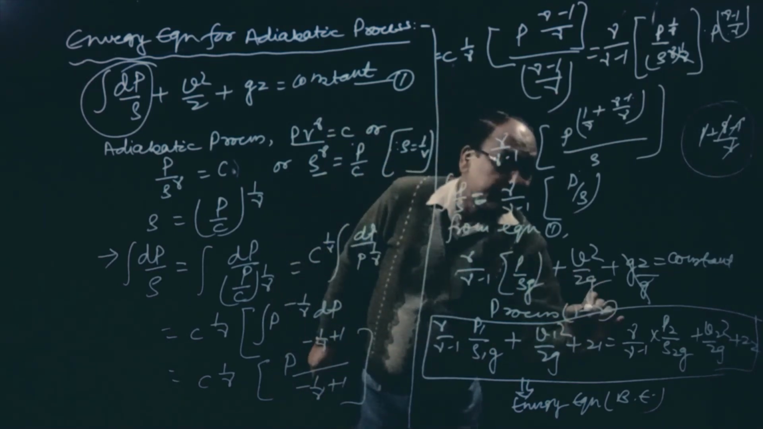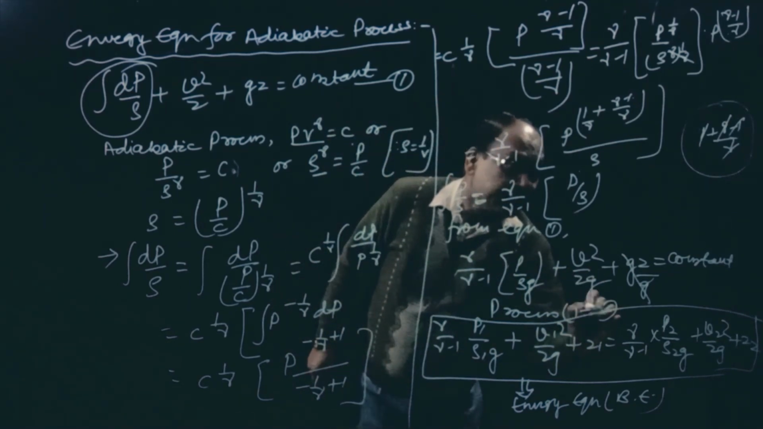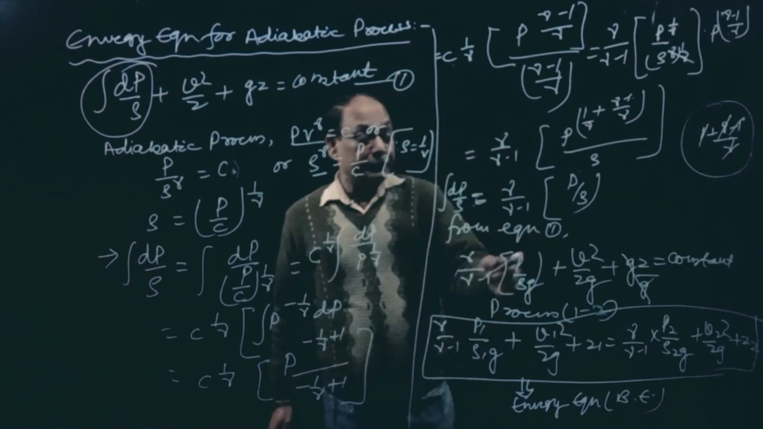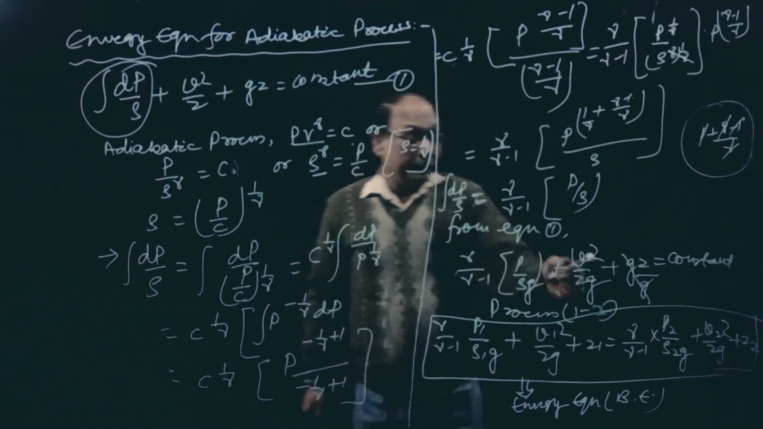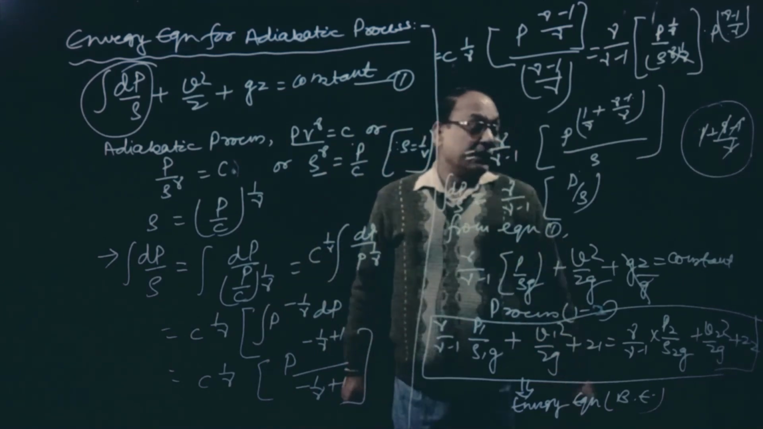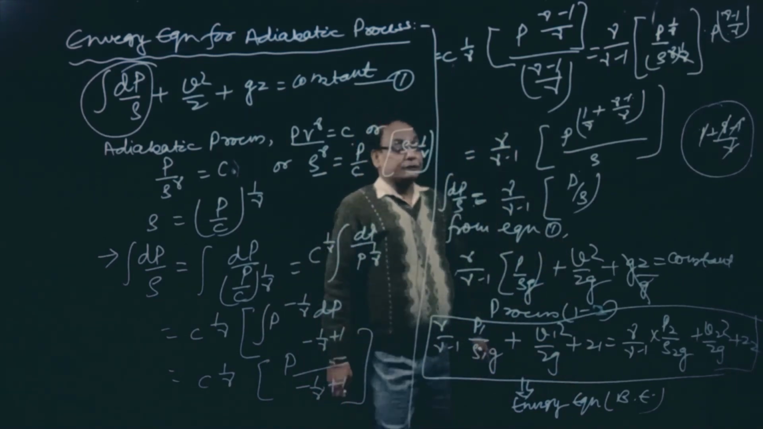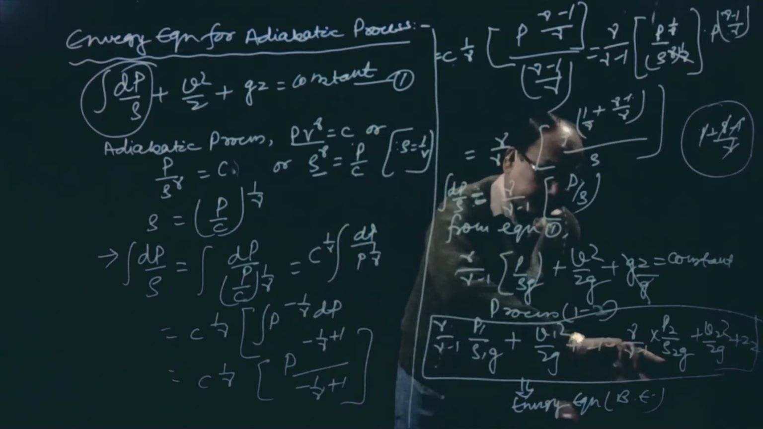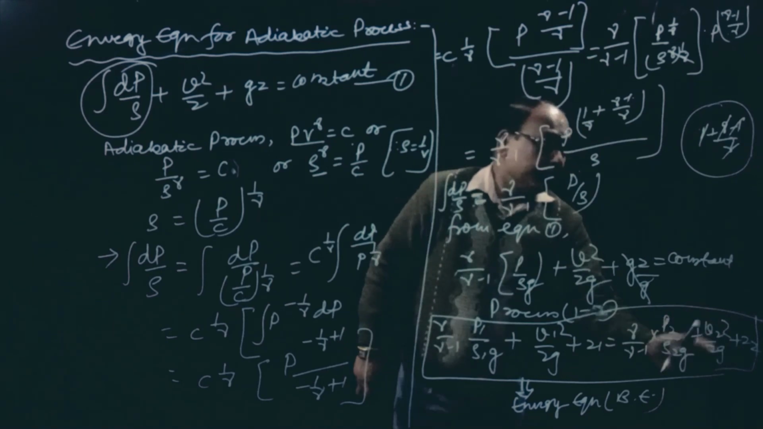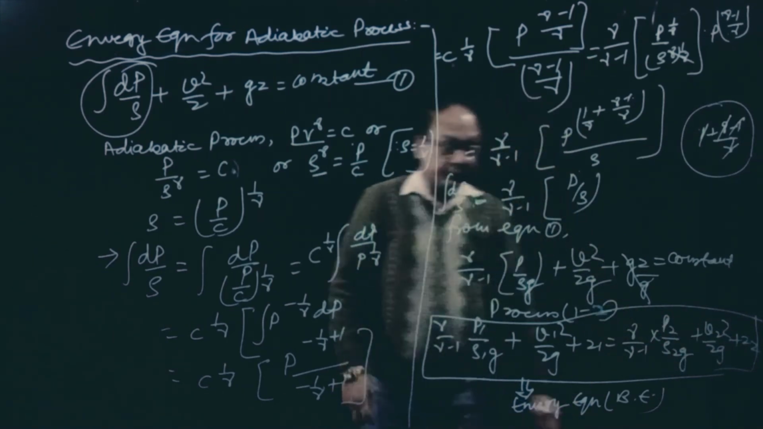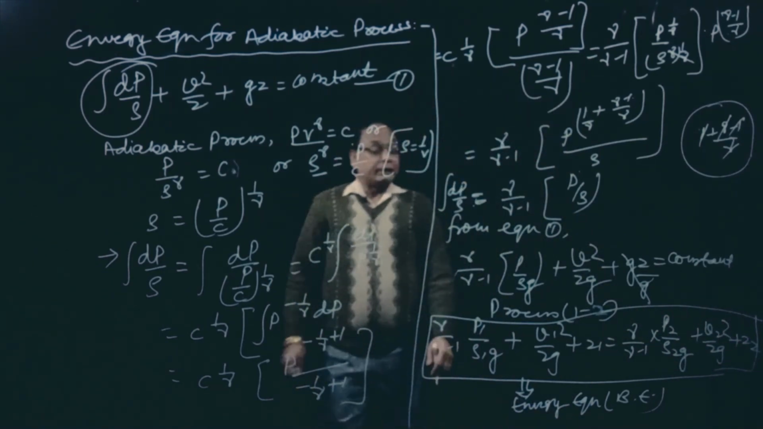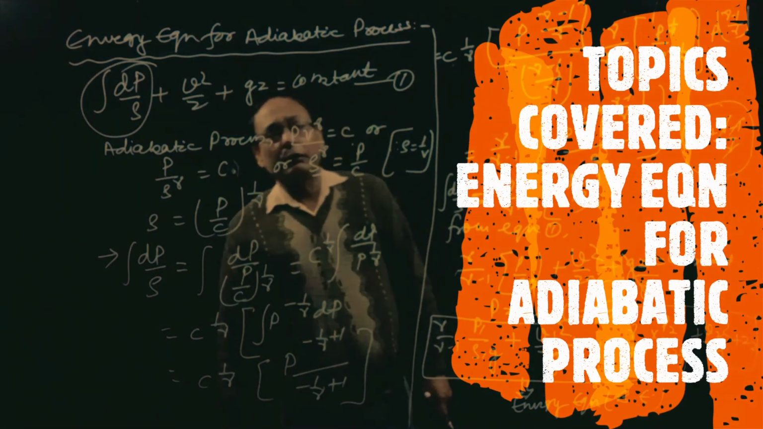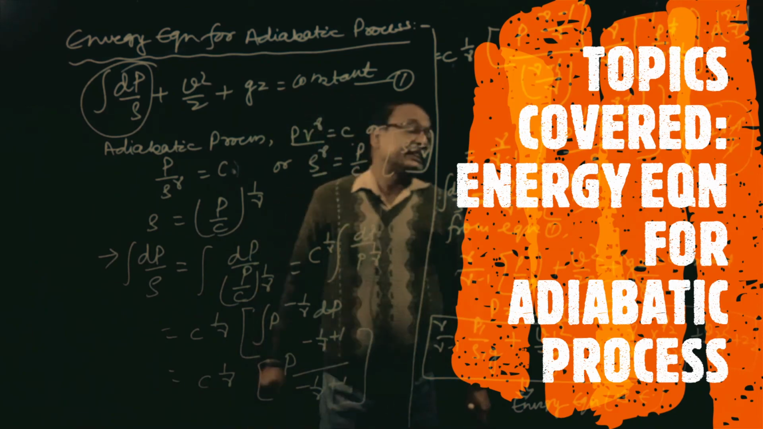Since we are talking about adiabatic process, we have to take gamma by gamma minus 1 into p1 by rho 1g plus v1 square by 2g plus z1 is equal to gamma by gamma minus 1 into p2 by rho 2g plus v2 square by 2g plus z2. So this is the energy equation, or we can call it the Bernoulli equation for compressible flow. The momentum equation I will discuss in the next class.